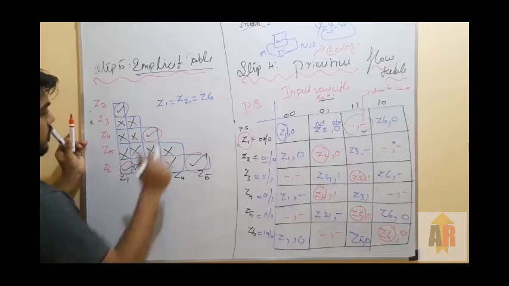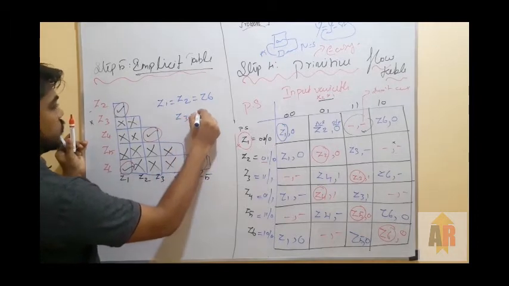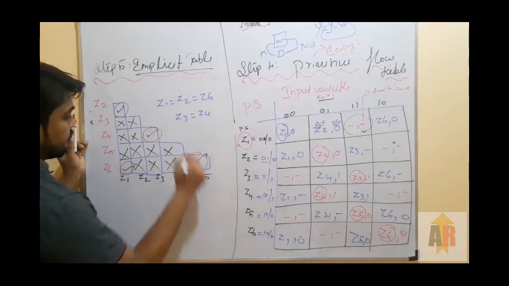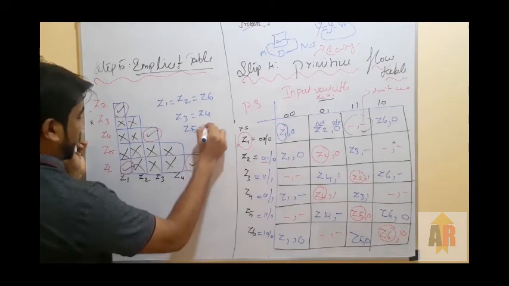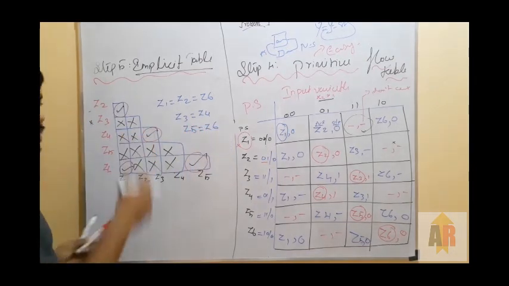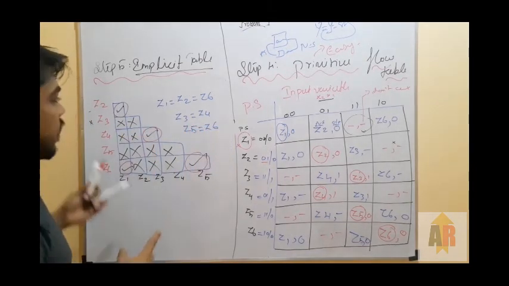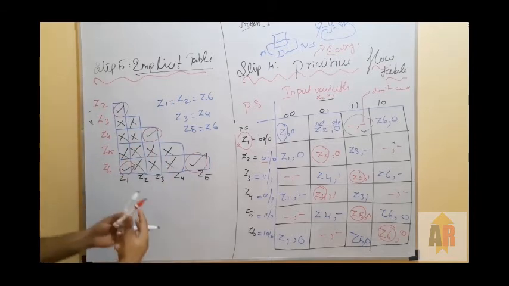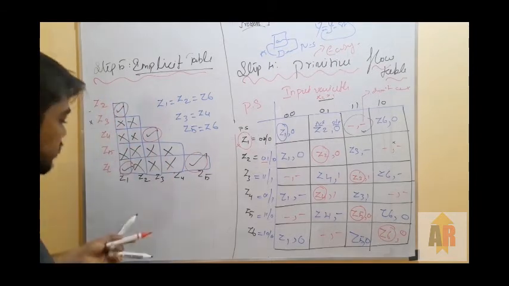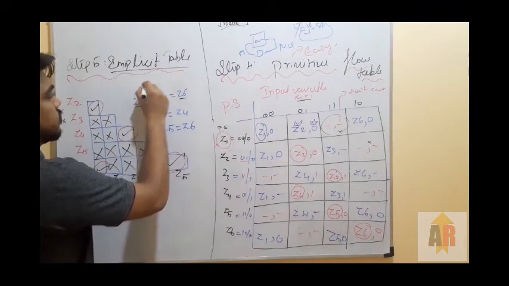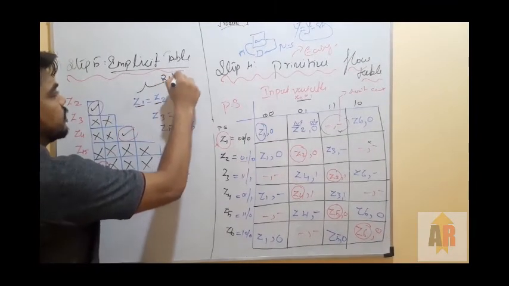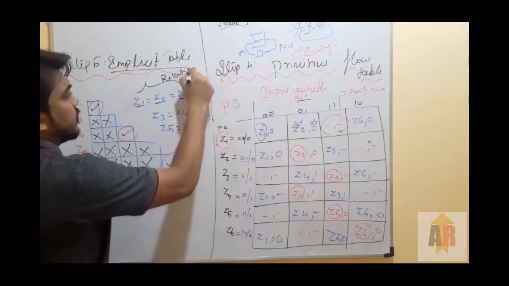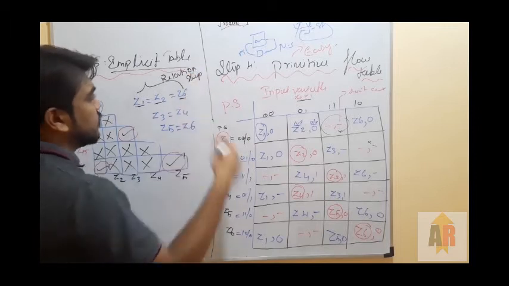Likewise Z3 is equal to Z4. Likewise Z5 is equal to Z6. So these are the three different variables we are going to get. Three different possibilities of combination we can make from this implicit set. Three are related to each other. So it actually helps in finding the relationship between the states.